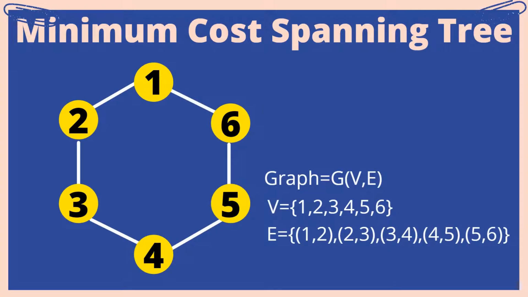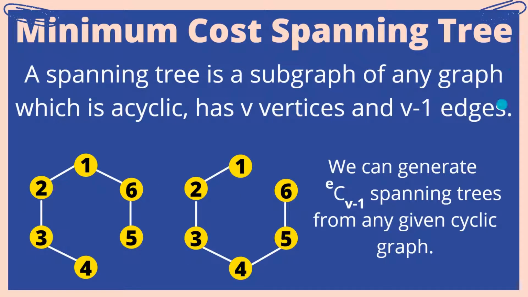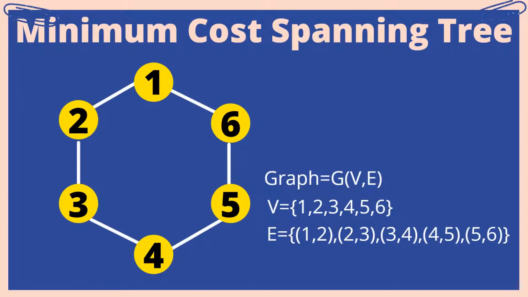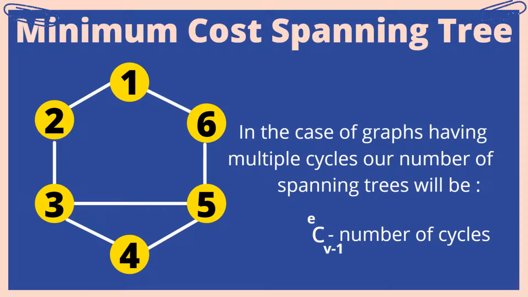In this case, for this graph, these two are examples of spanning trees. So we can generate ECV minus 1 spanning trees for any given cyclic graph. For this, ECV minus 1 is 6C5, that is, we can generate 6 types of spanning trees of this graph. In case of multiple cycles, the total number of spanning trees generated is ECV minus 1 minus the number of cycles. So in this case, it's 6C5 minus 2.